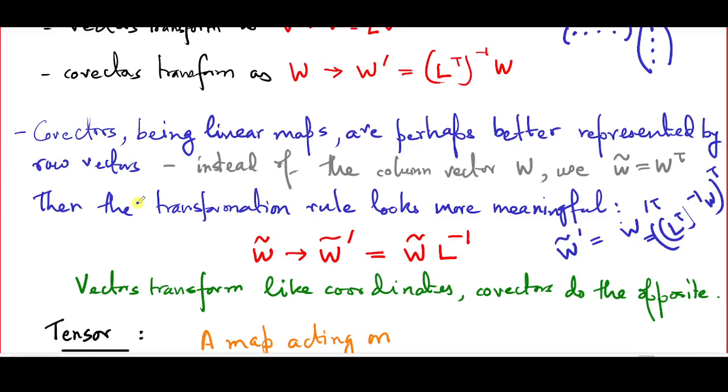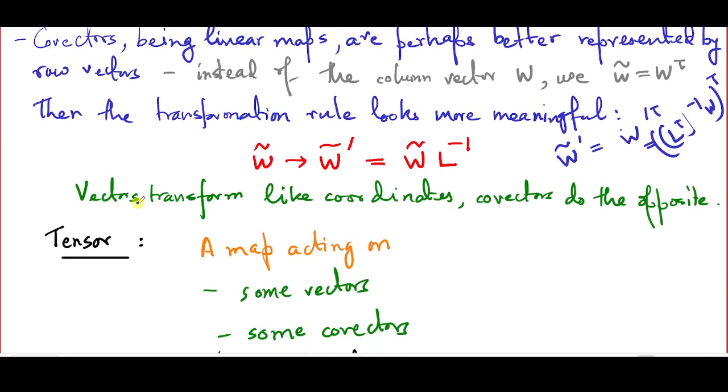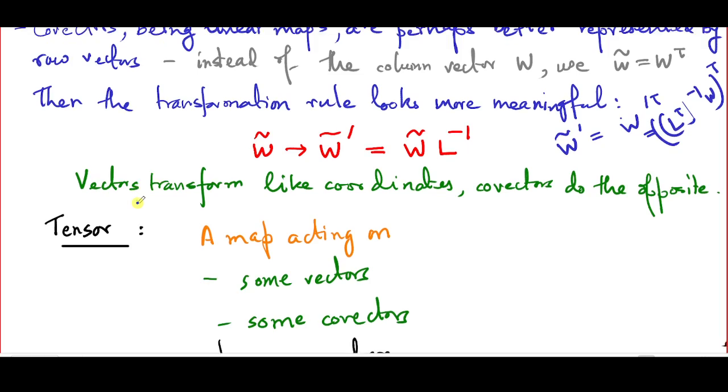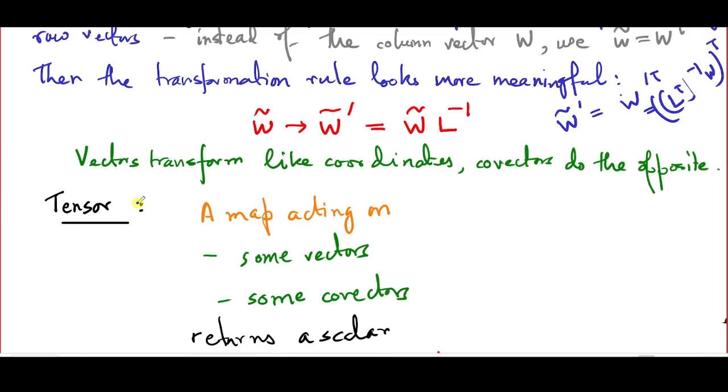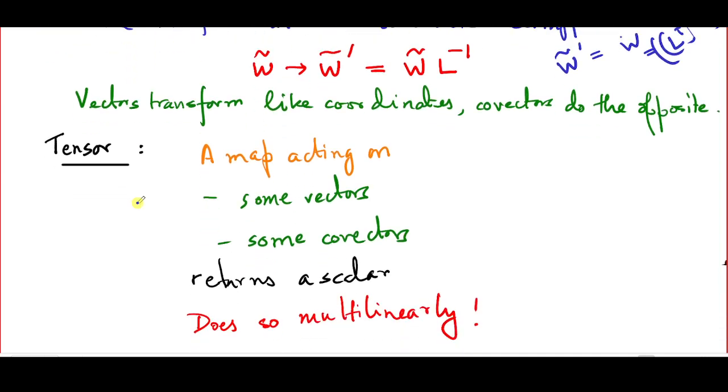Now we come to tensors. Just like we could talk about covectors as maps which act on vectors linearly, or equivalently talk about vectors as maps which act on covectors linearly, a tensor is really a generalization. It's a map which acts on some vectors, also possibly some covectors, and returns a scalar, an invariant number. And what's important is that it does so multilinearly. That is, it has to be linear in each and every one of its arguments.